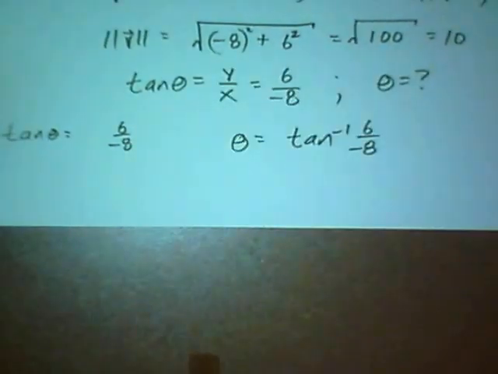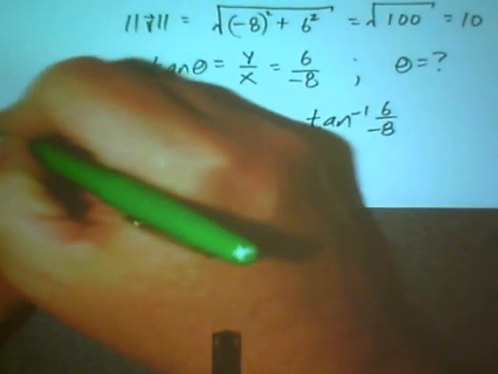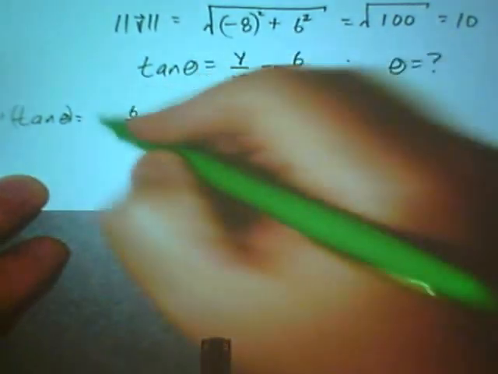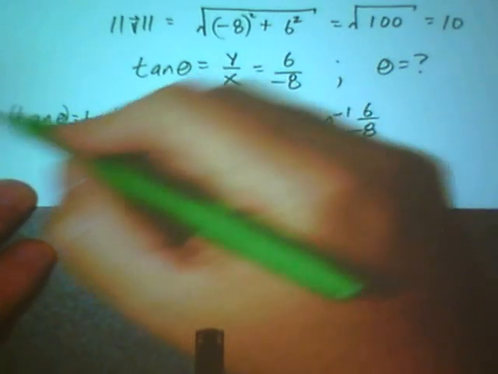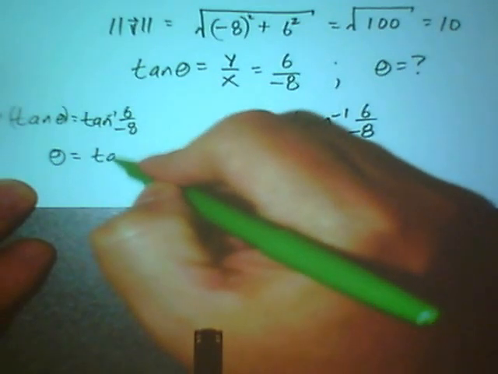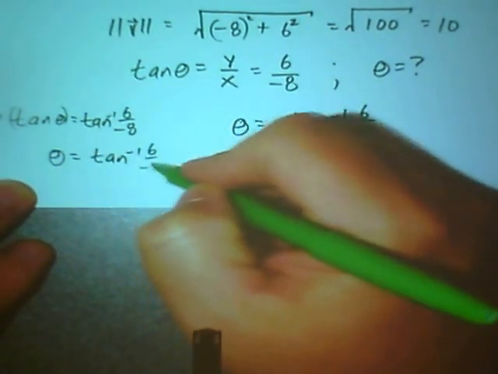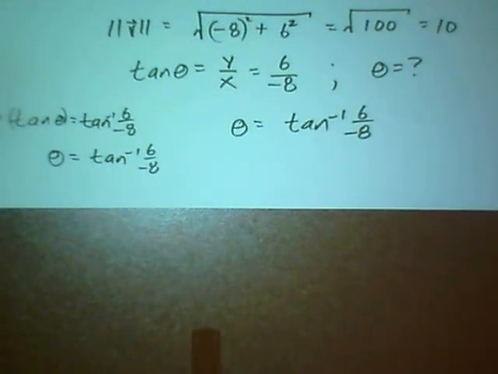If I want to get theta by itself, I need to get rid of the tangent, and the way I do that is I can take the inverse tangent of both sides. The inverse tangent of tangent, those cancel out. I'm left with theta. And then on the right-hand side, that's what I have here. So then you grab your calculator, make sure it's in degree mode. 6 divided by -8. Then I take the inverse tangent, and I get -36.9 degrees.